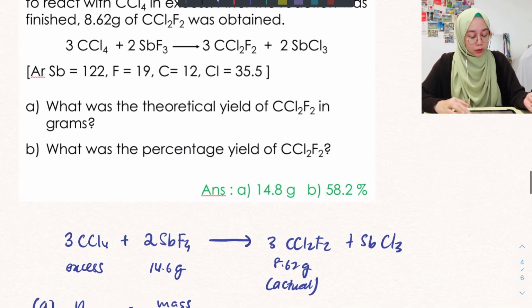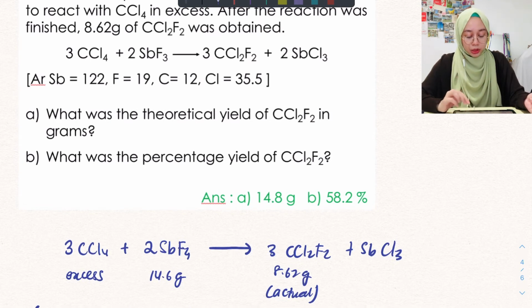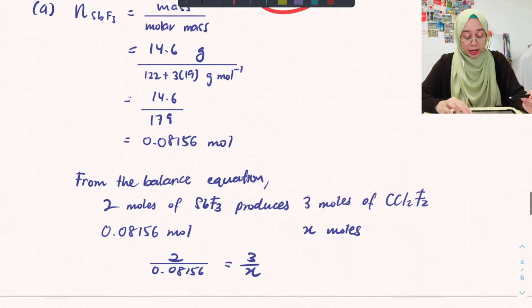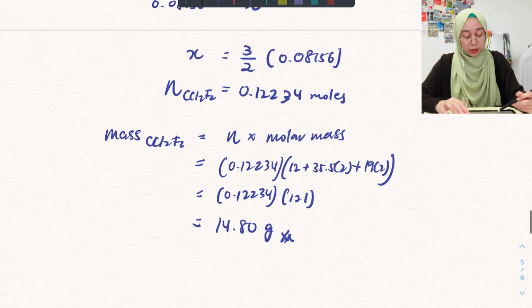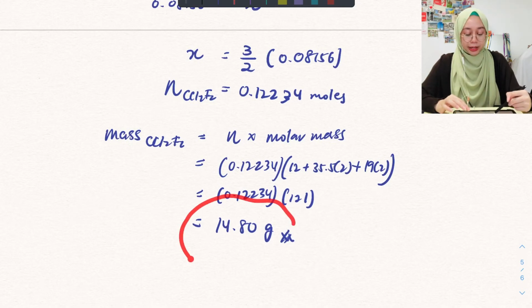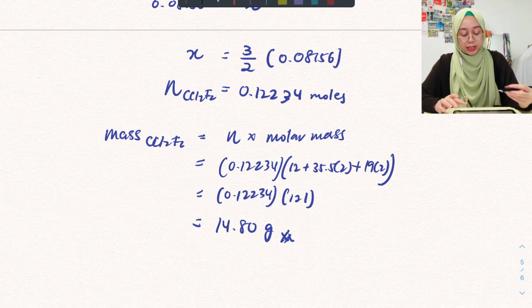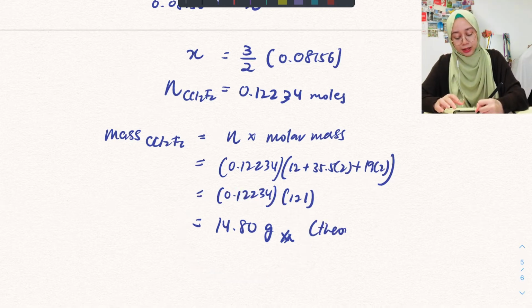Now question B. Question B asks what was the percentage yield of CCl2F2. Since you already have the actual yield, and the mass below that you found for CCl2F2 came from the stoichiometry relationship, this is the theoretical yield. So you can label it theoretical here.